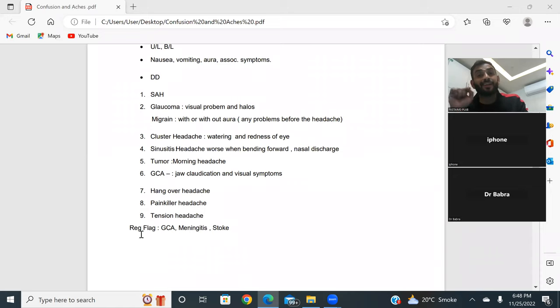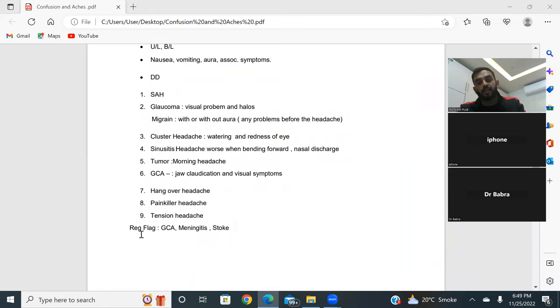Keep in mind, like the red flag of the other we have already discussed was cauda equina. Here, 3 things are red flags in all headache scenarios: GCA, meningitis, and stroke. Only 3. What question do we need to ask for meningitis? You know about neck stiffness and photophobia. For stroke, any focal weakness in your body or any problem with your speaking.